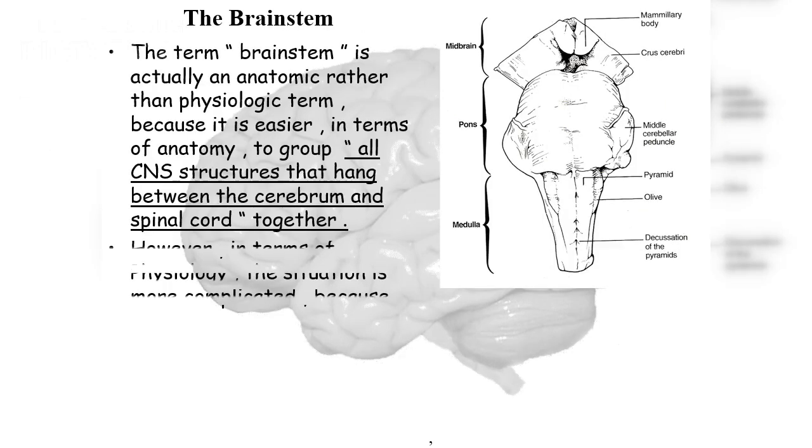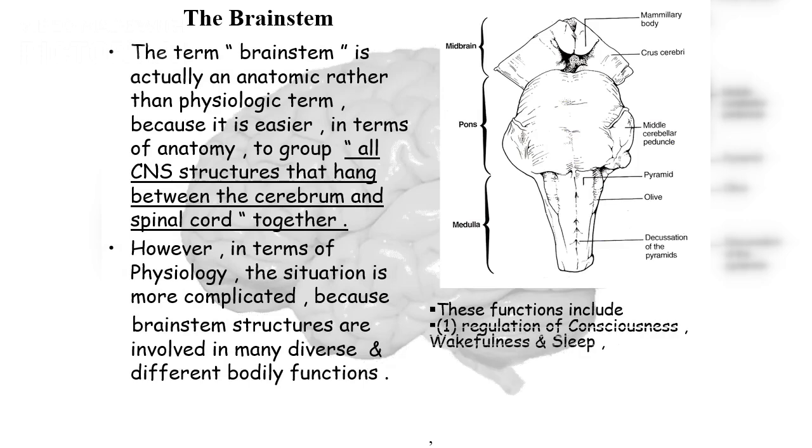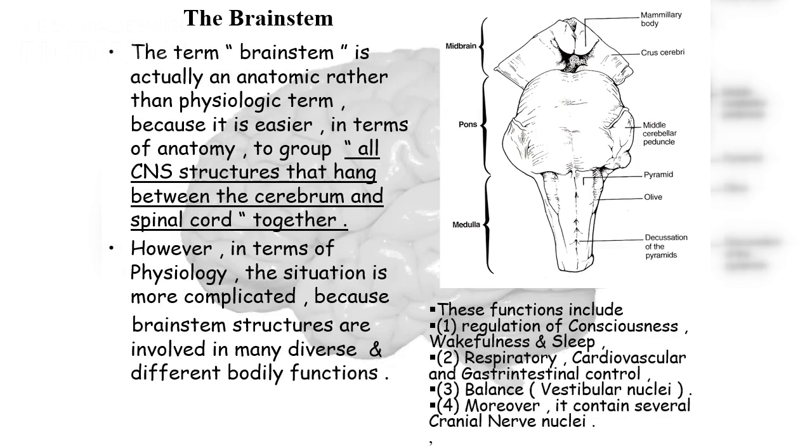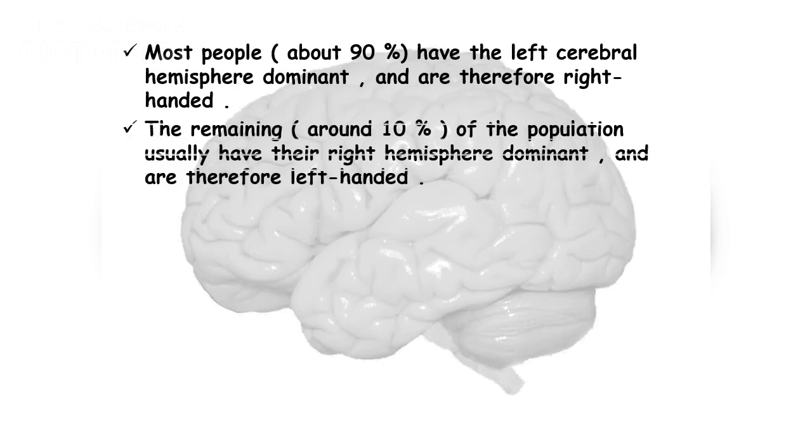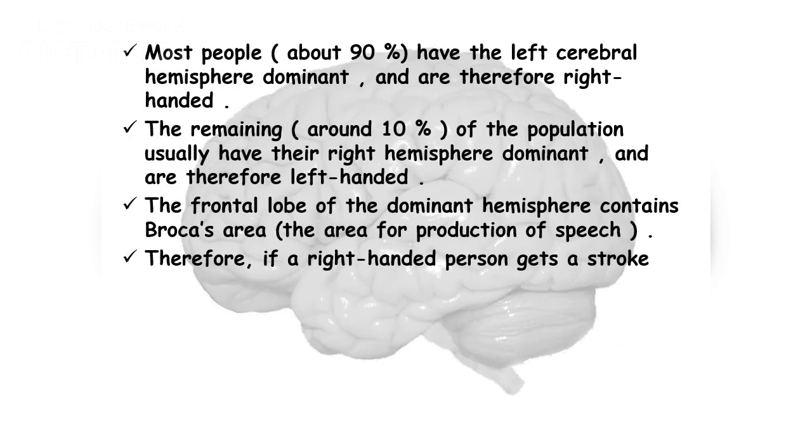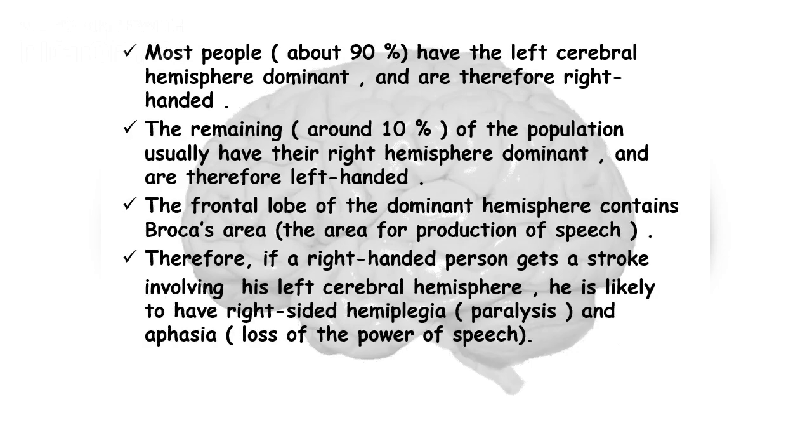The brainstem is a crucial structure that connects the cerebrum and spinal cord. It plays a vital role in regulating consciousness, sleep, and various bodily functions. Most people have a dominant left cerebral hemisphere, making them right-handed. This dominance affects speech production and can influence the impact of strokes.